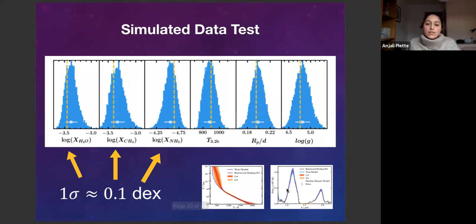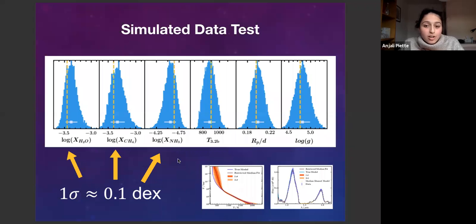And these are the posterior probability distributions that we get for some of the model parameters. In particular, for the chemical abundances, we retrieve those to within about 0.1 dex. So 1 sigma uncertainties are about 0.1 dex, which is really great precision for these chemical abundances and is really on the upper limit of what's possible with spectra today. So that's great, that's looking very promising.